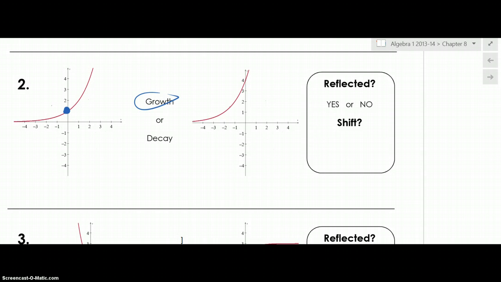Well, if we look at where the point 0, 1 shifted to, we can actually see that it shifted left 2, and this is not reflected. If you shifted your y-axis left 2, this would now be the point 0, 1, and your graphs would then match.